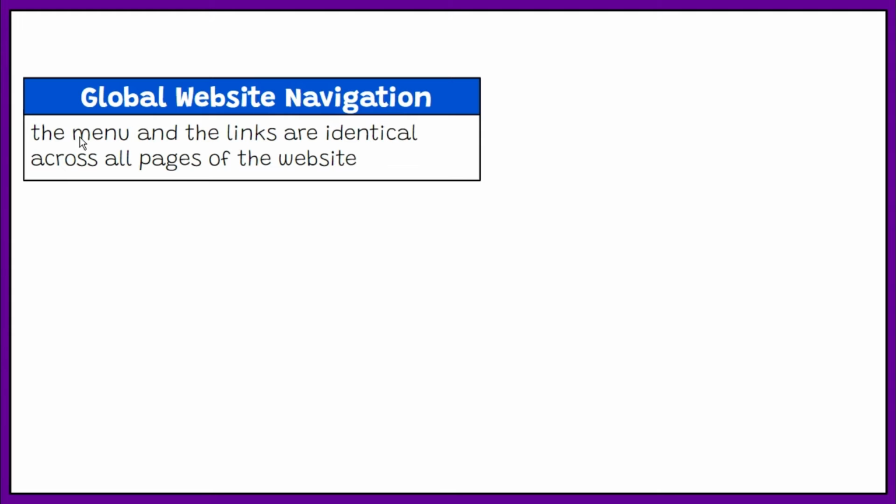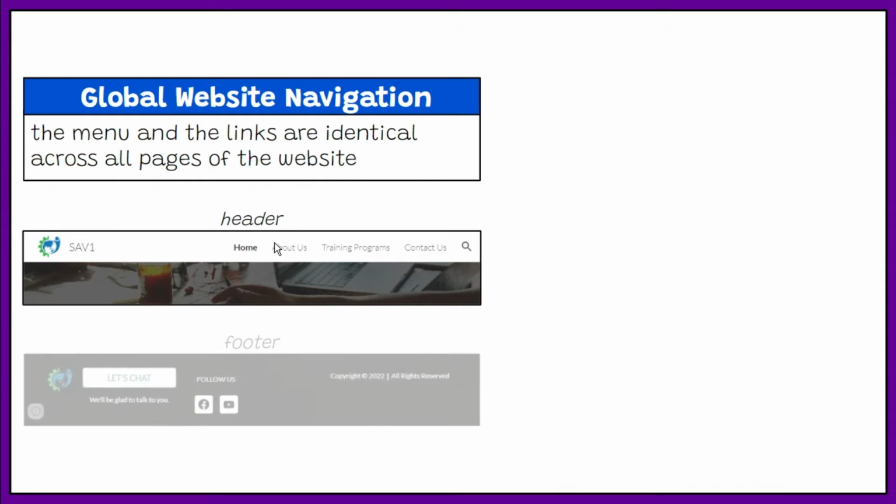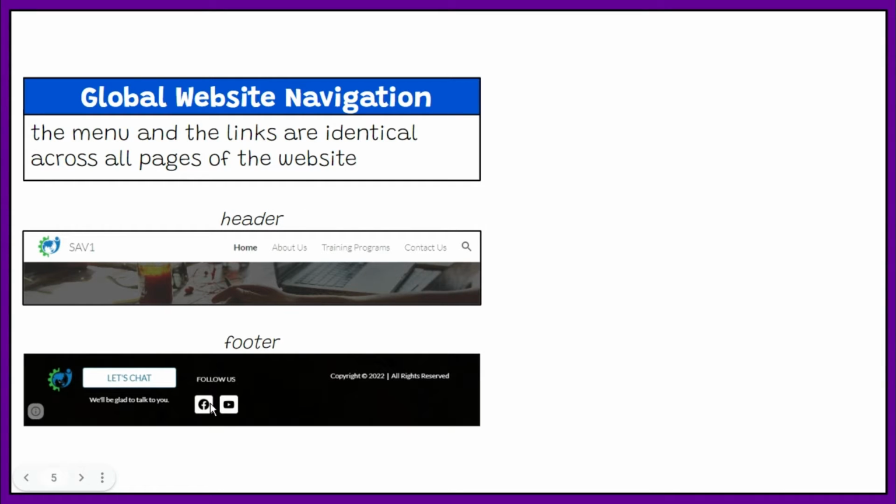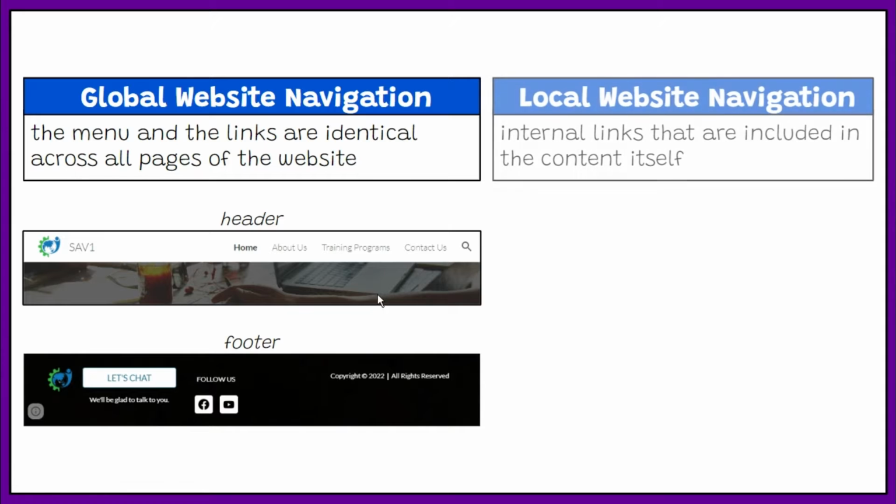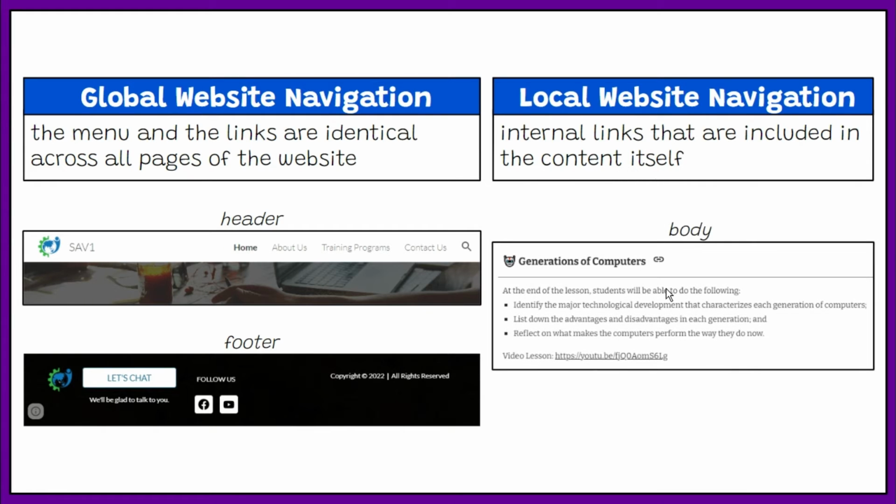First, global website navigation. It can be found on the header menu that are identical across all pages of the website. The footer menu is also global and highlights essential sections of a website. Second, local website navigation. It refers to internal links that are included in the content itself. For example, links to navigate to other relevant pages.